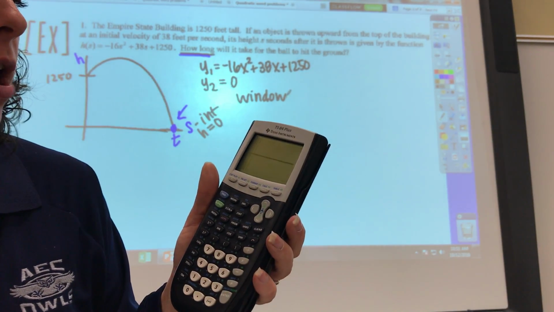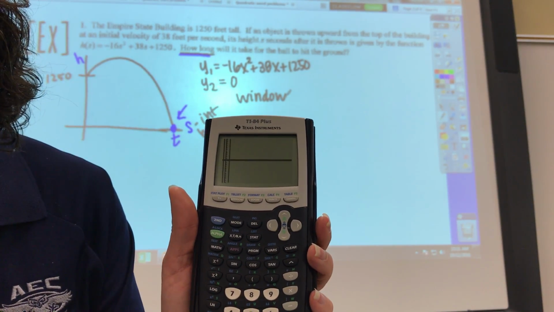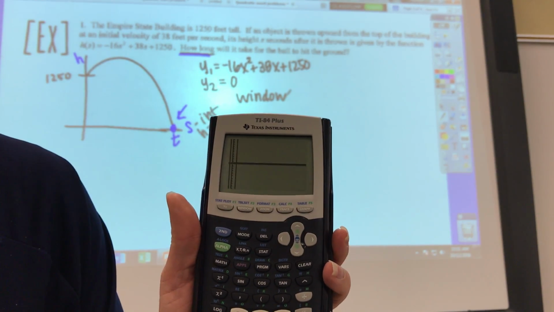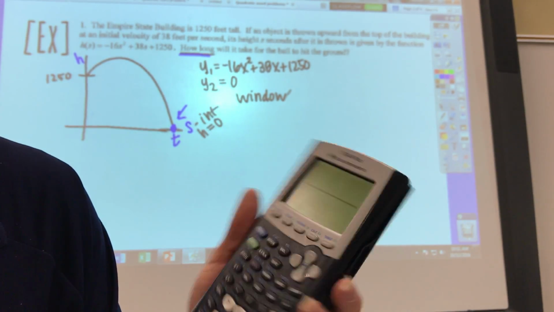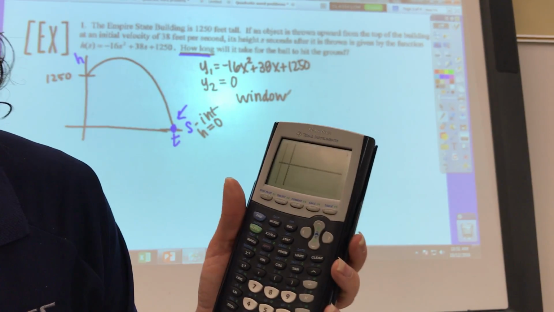I hit graph, and if I'm wrong, I can figure out, oh, that was way out there. I did not need to go that far, but it'll be okay. I can still see where it hits the axis. Now that does make me feel a little uncomfortable, so I'm going to go back and maybe make my x max 50. Let's make the x max 50.